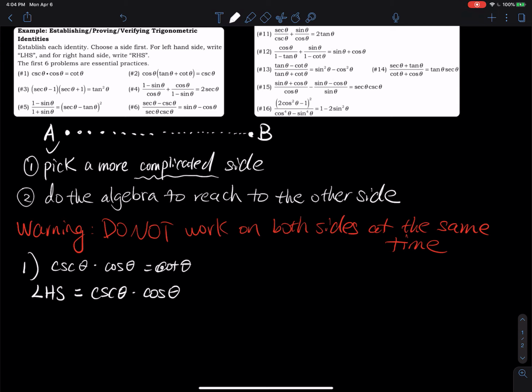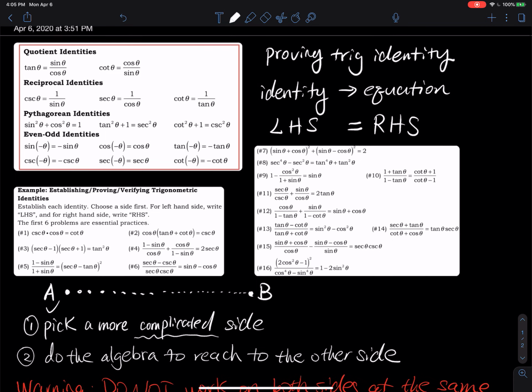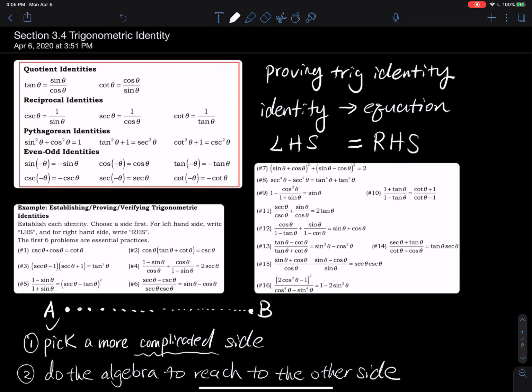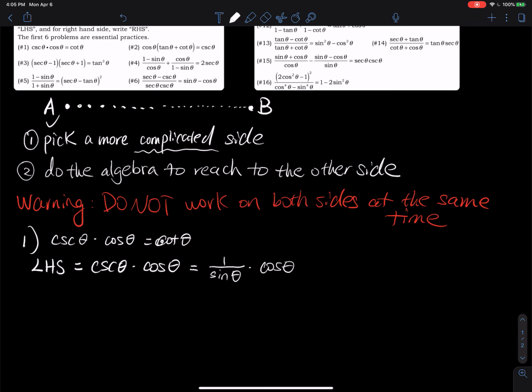First of all, for the cosecant, I can rewrite that as 1 divided by sine. And then for the cosine, cosine is just a cosine. Now we have a cosine divided by sine. What do we have for cosine divided by sine? Look right here, the very first line: cotangent. So that equals cotangent theta, which is equal to the right hand side.